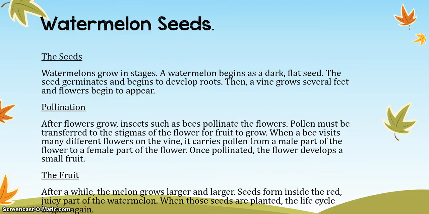Once pollinated, the flower develops a small fruit. The fruit. After a while, the melon grows larger and larger. Seeds form inside the red, juicy part of the watermelon. When those seeds are planted, the life cycle begins again.